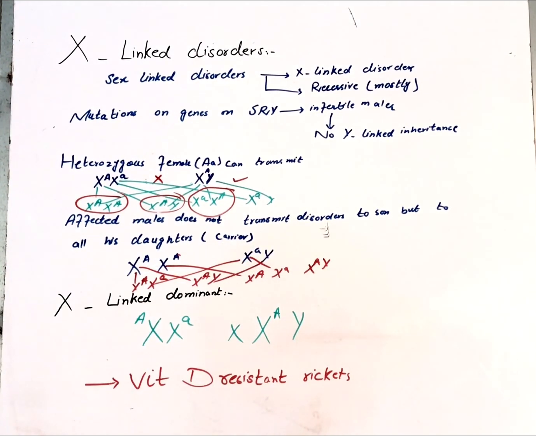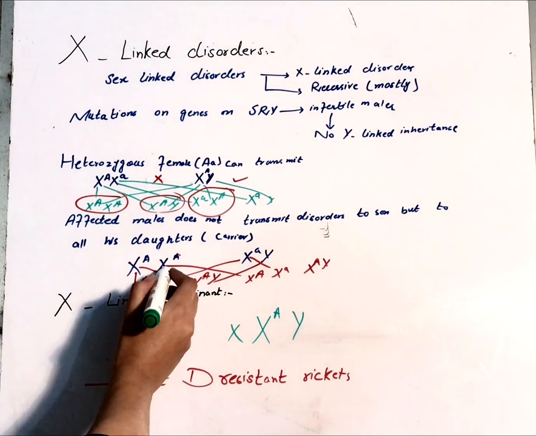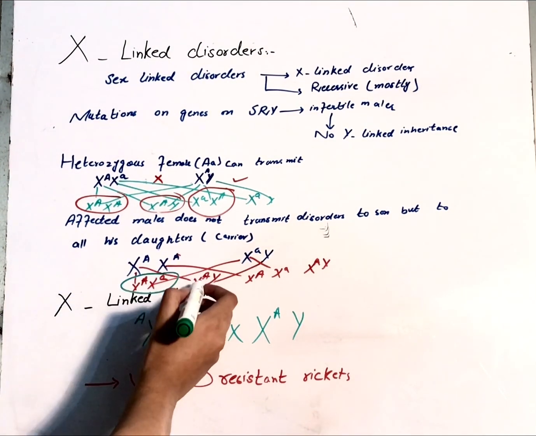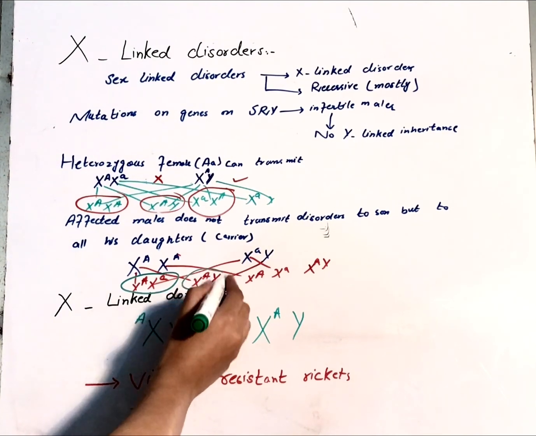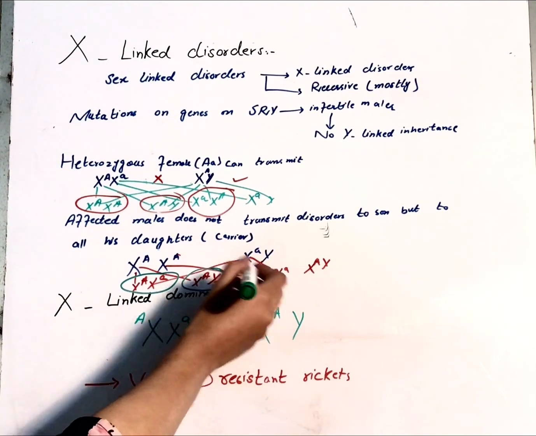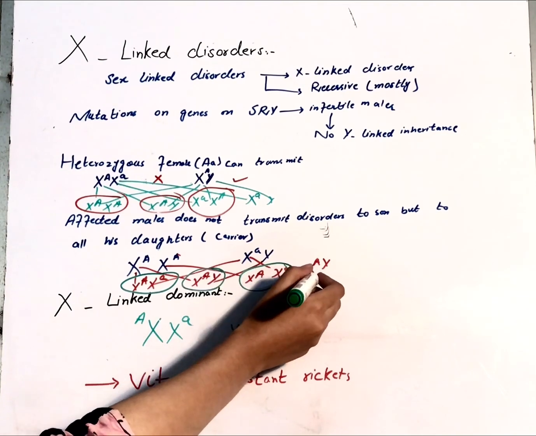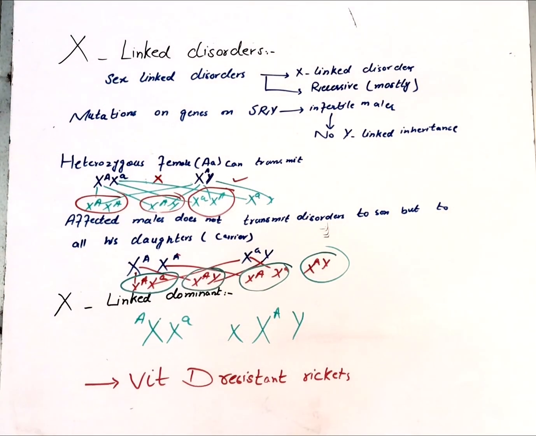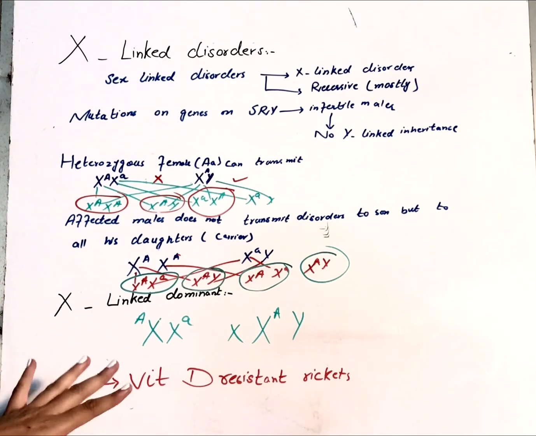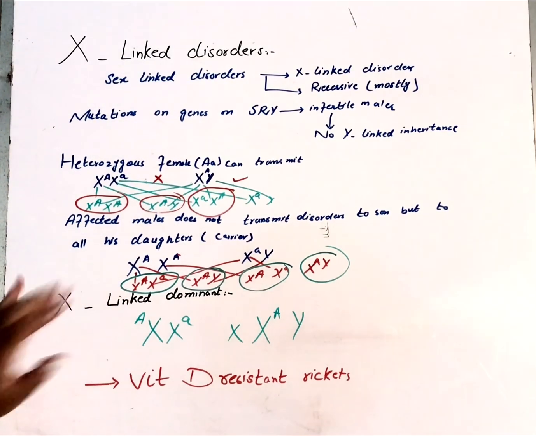Now, let's see. The first one is a daughter and she is a carrier. The second one is a son and he is normal. The third one is a daughter and she is a carrier. And the fourth one is a son and he is normal. So that's how affected males do not transmit the disorder to their sons. The sons are normal, but the daughters are always carriers, as we have seen.